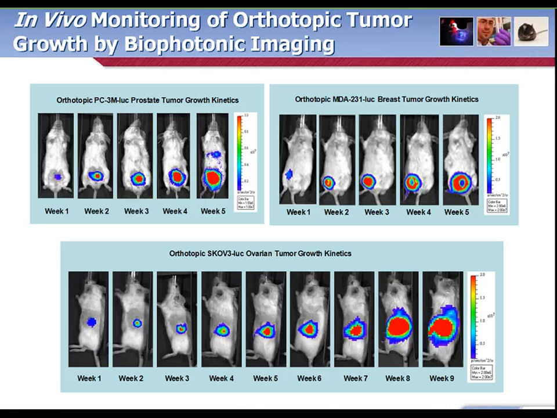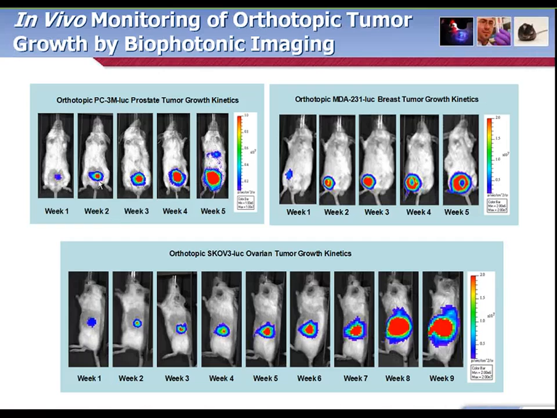I want to talk a little bit about, in general, how we do these orthotopic tumor models with spontaneous metastases. This first slide shows you 3 different examples of tumors that were implanted: PC3M for prostate, in the prostate, MDA231 in the mammary fat pads, and the SCOV3 in the ovary.